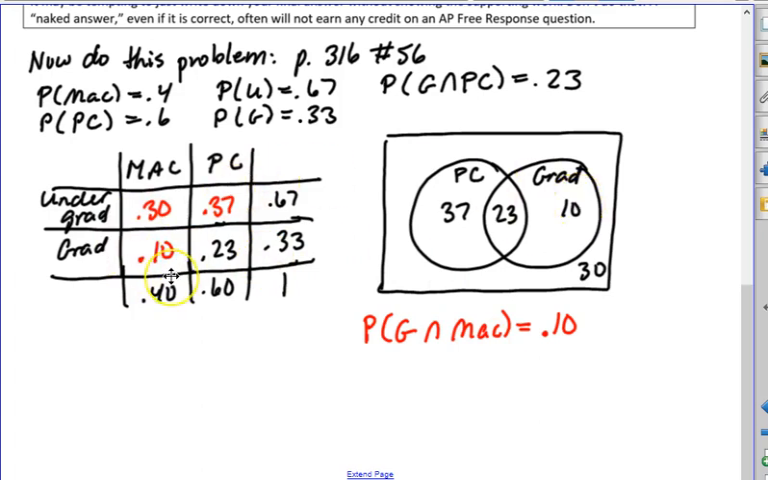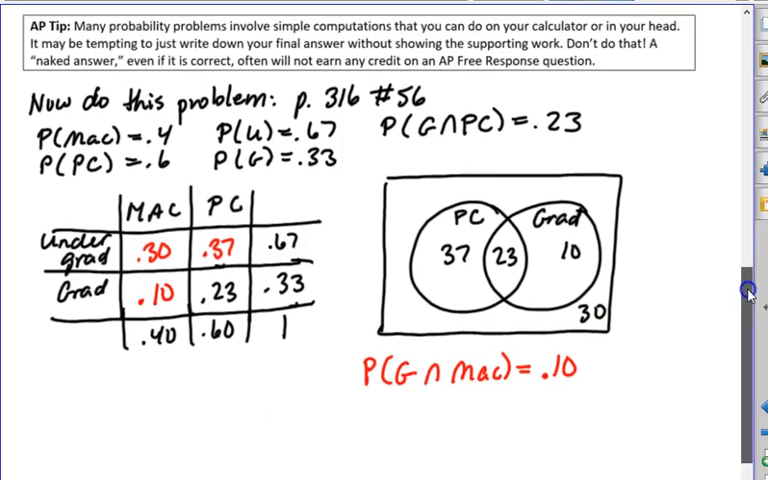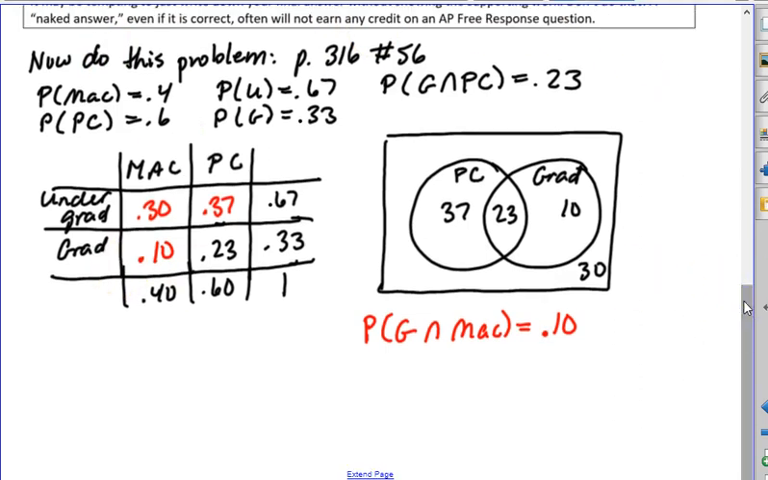I have made good charts, so I don't need to use a formula to figure this out. We talked about not using a bald or a naked answer. Actually, I didn't mention that before in the video. Many probability problems involve simple computations that you can do on your calculator or in your head. It may be tempting to just write down your final answer without showing supporting work. My supporting work here would be my table, but I could also say I know that 10 out of every 100 people are graduate students who use Macs, so that would also give me the 0.10.